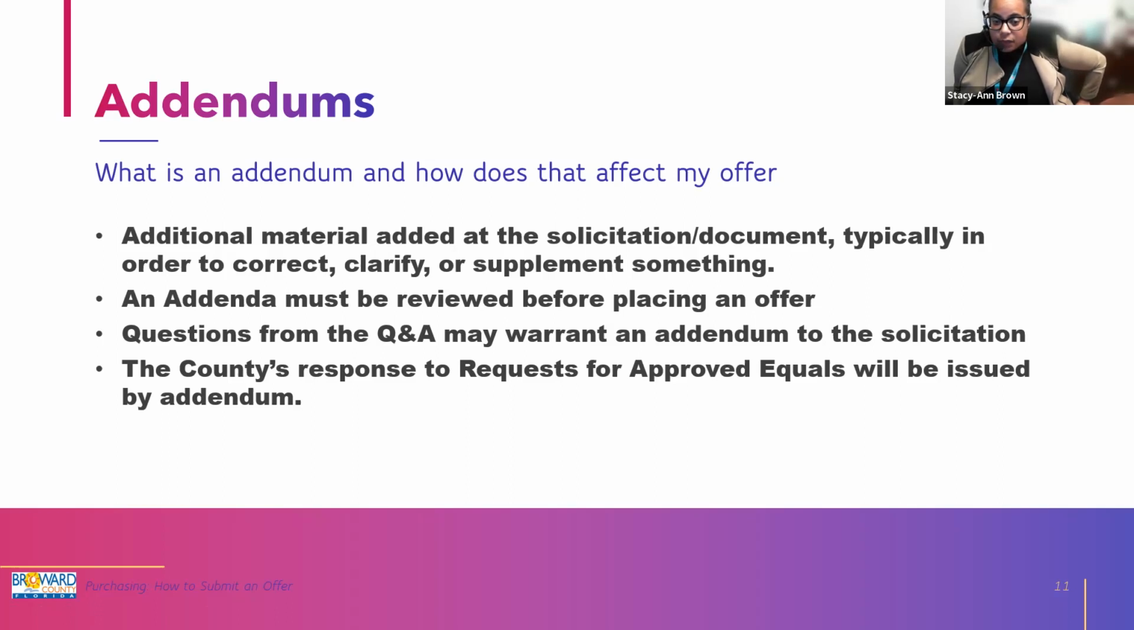And as I said before, if you submitted a request for approved equal, or anyone submitted a request for approved equal, whether that request is accepted or denied, that will garner an addendum, and that will impact how you submit a bid, because that approved equal may be something that you could use, or if you are thinking about submitting a request for approved equal and it was denied, you would not have to resubmit the same request. Next slide, please, Pamela.